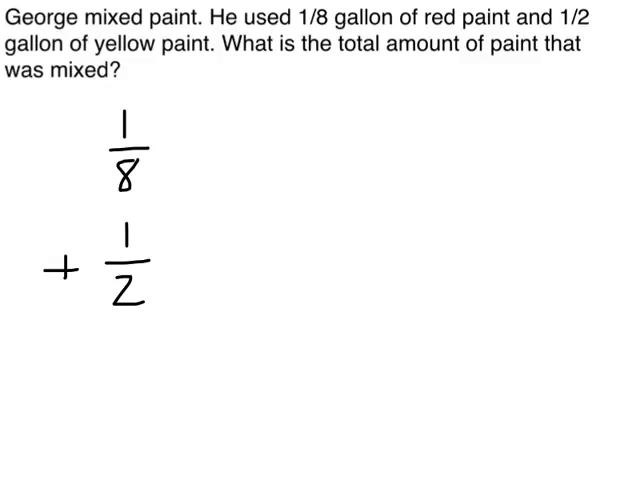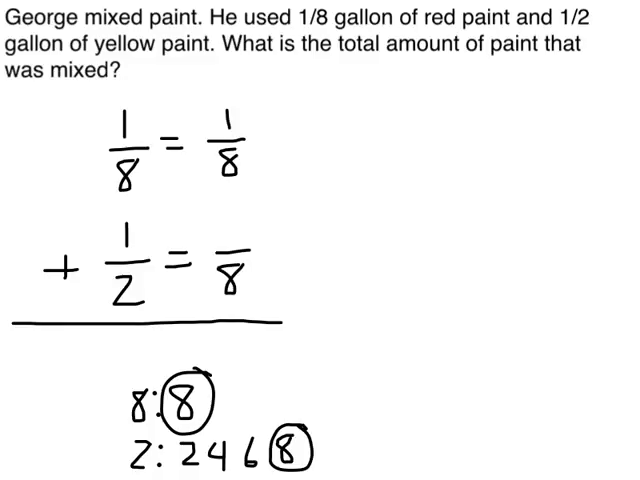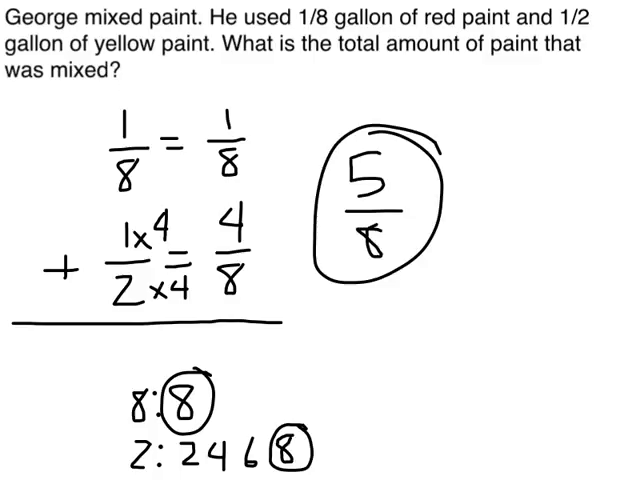Well, when I add 1/8 plus 1/2, first I needed to find the least common denominator. The least common denominator is 8. When I change both fractions so that the denominator is 8, 1/8 remains the same. To change 1/2 so that the denominator is 8, I multiply by 4 in the numerator and denominator to get 4/8. When I add my two fractions, I can see that 5/8 gallon of paint was used.